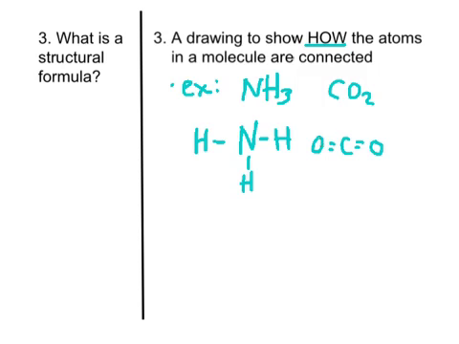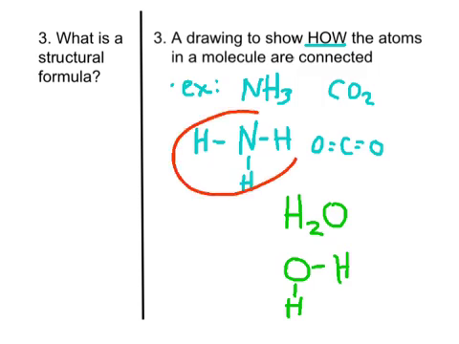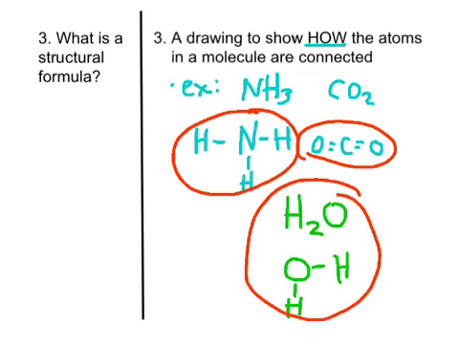All right, and then we'll just do one more. How about water, H2O? So again, the H2O is a molecular formula for water, and the structural formula for water is actually how it's drawn out. So we see that there's oxygen that is single bonded to two hydrogen atoms. So these drawings right here are what we call structural formulas.